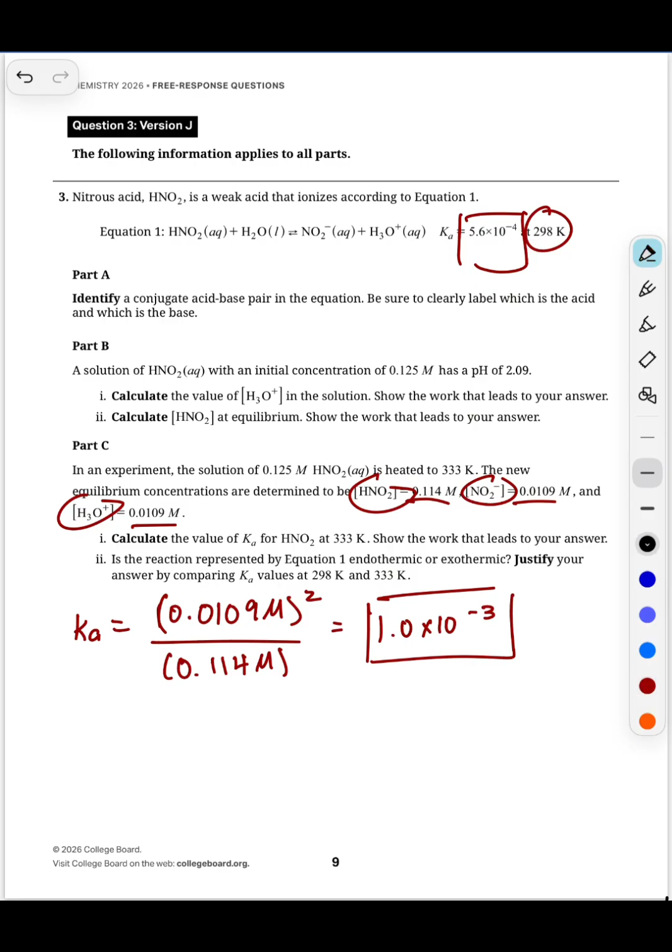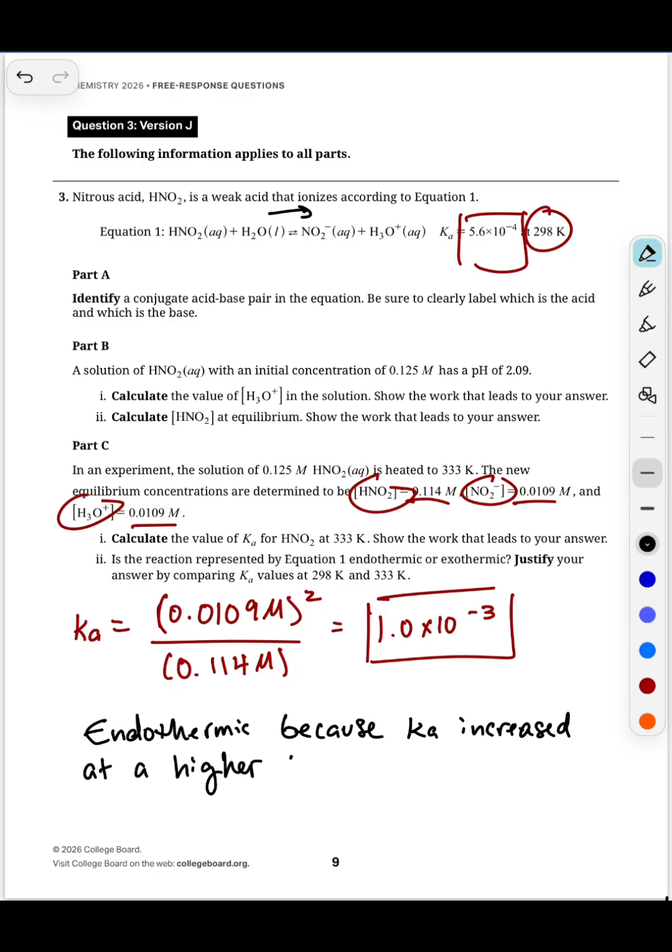Because K increased, that means that we proceeded now in the forward direction because we increased the amount of products that we have. And so if the temperature increases and we favor the forward direction, this is consistent with an endothermic reaction. So we would then say that this is endothermic because K increased at a higher temperature. The forward reaction is favored. This is consistent with endothermic.